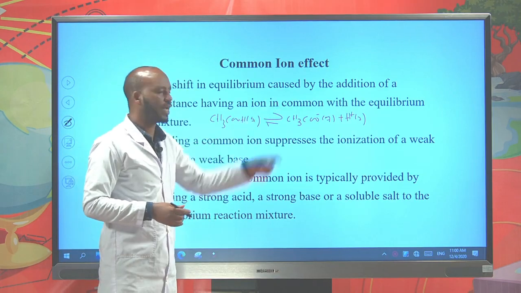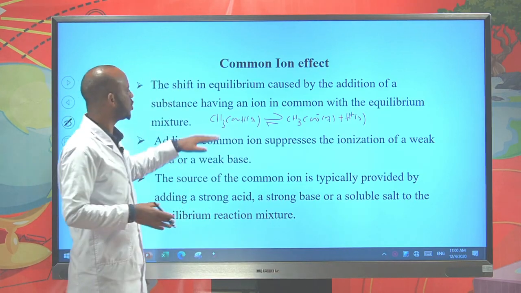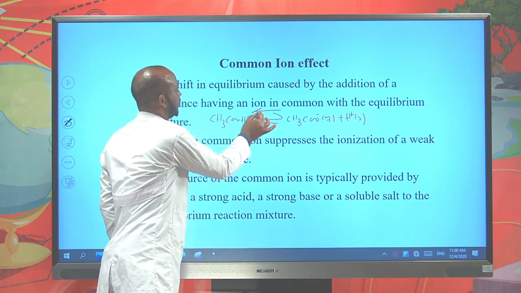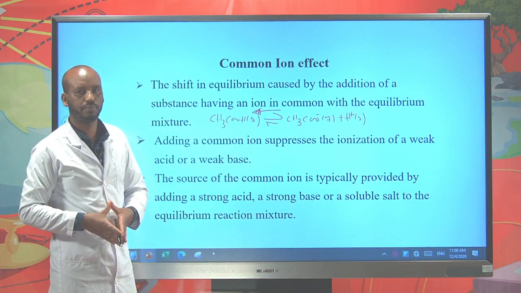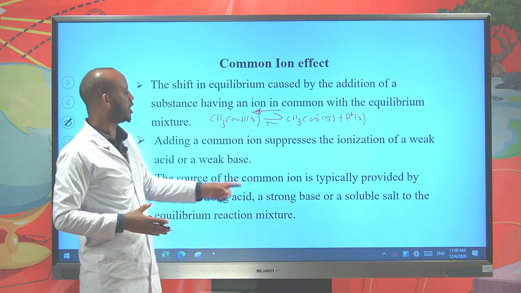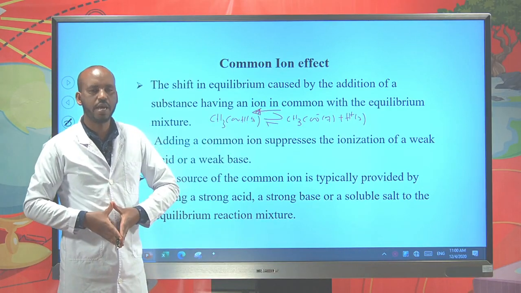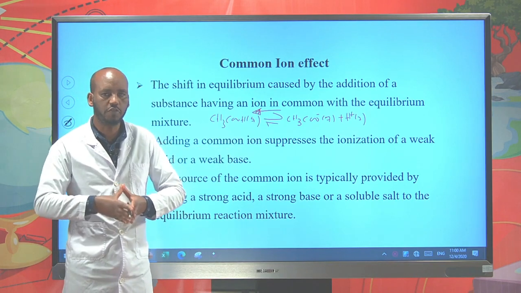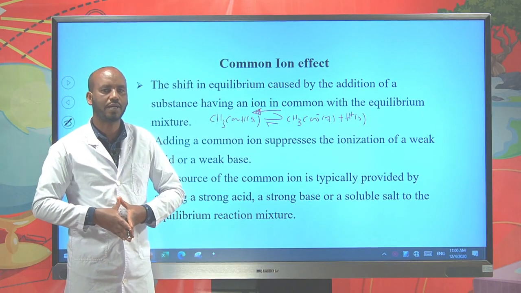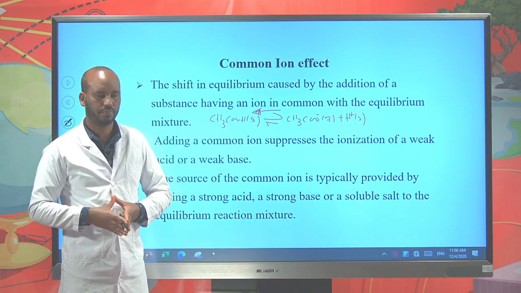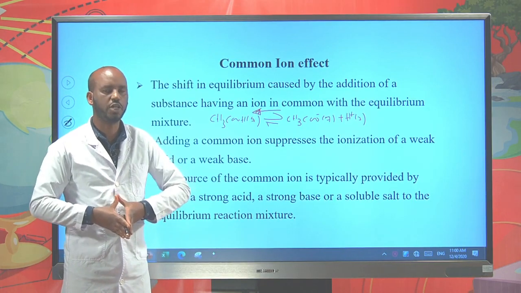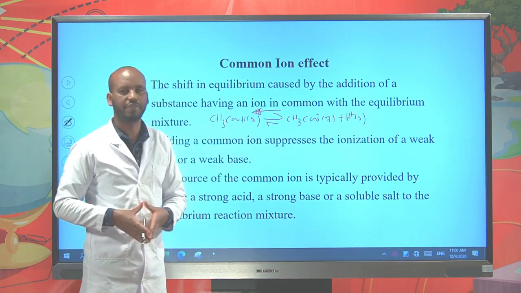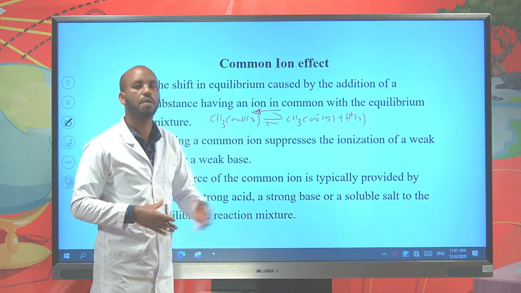If you add a substance having a common ion with this equilibrium mixture, then the equilibrium shifts. Because according to Le Chatelier's principle, if a system at equilibrium is disturbed, then the system will shift its equilibrium position so as to counteract the effect of the disturbance. One of the disturbances mentioned by Le Chatelier's principle is addition or removal of concentration of reactants or products.